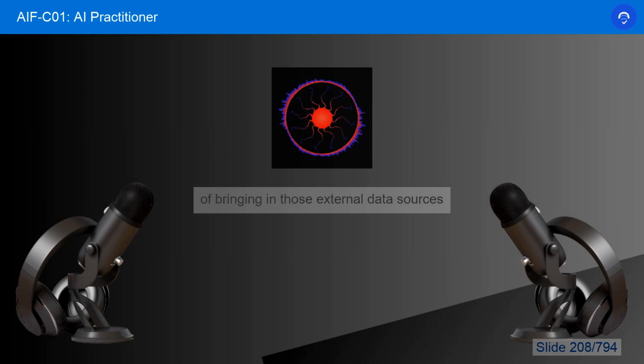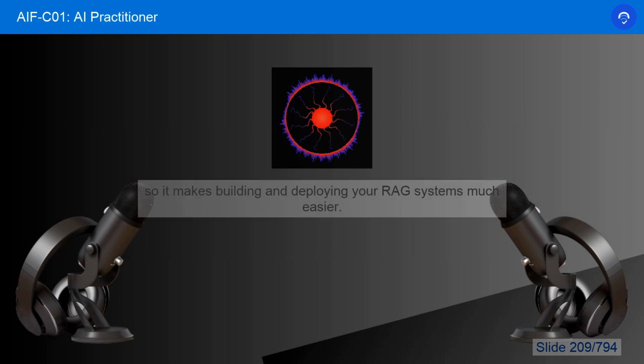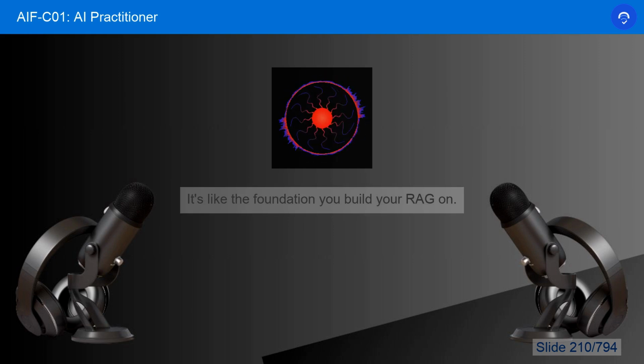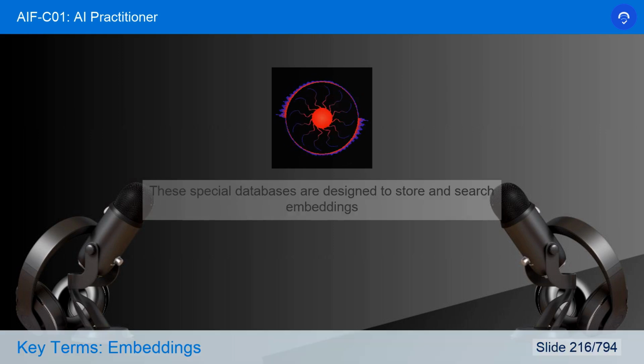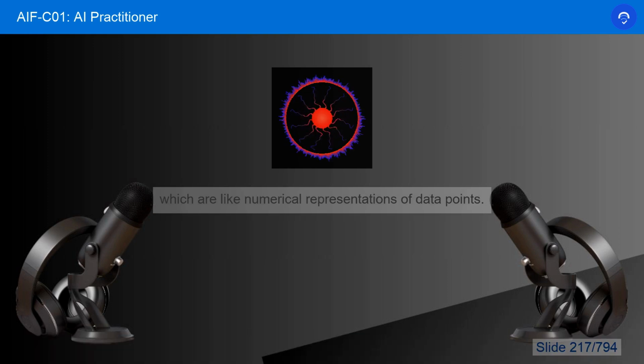Bedrock simplifies the whole process of bringing in those external data sources, so it makes building and deploying your RAG systems much easier. It's like the foundation you build your RAG on. Makes sense. So we've got Bedrock giving us access to the models and helping us integrate data for RAG. What else do we need to know to use RAG effectively? Vector databases are essential for our RAG systems. These special databases are designed to store and search embeddings, which are like numerical representations of data points. Embeddings. Can you remind me what those are?